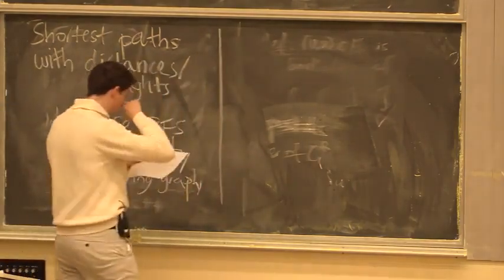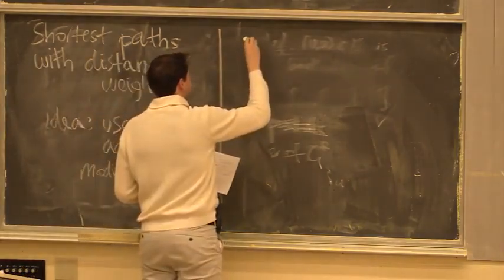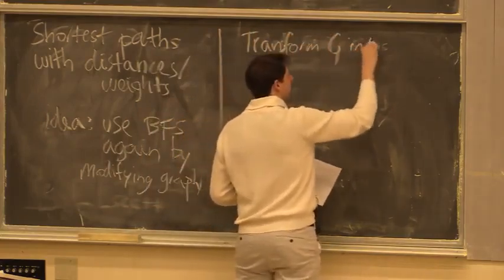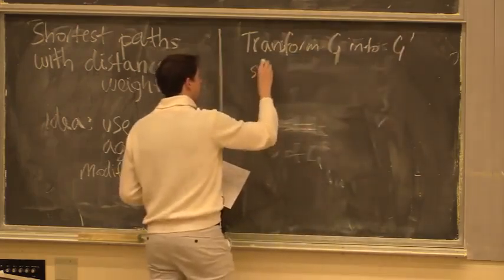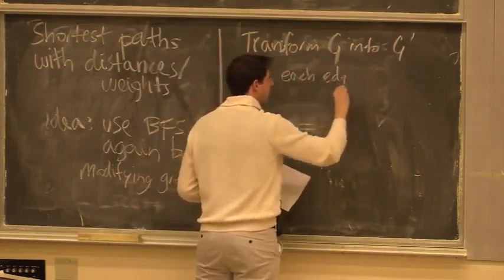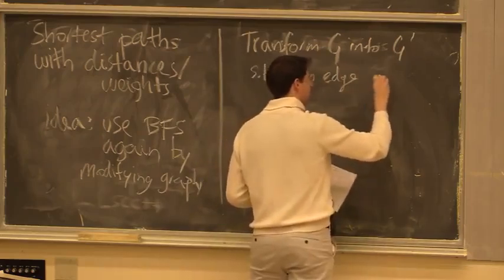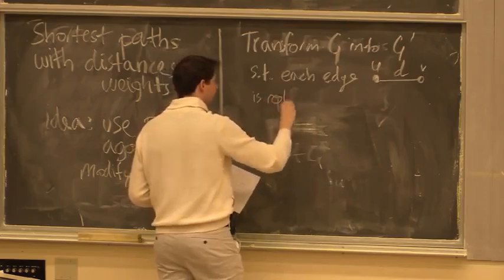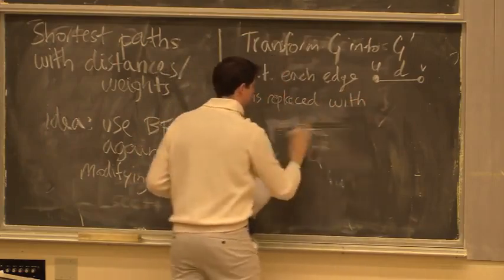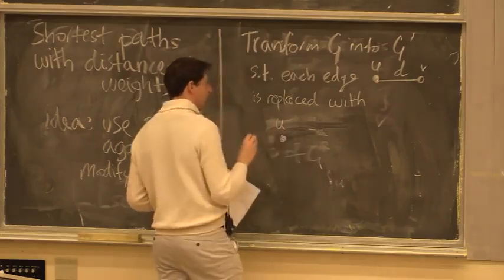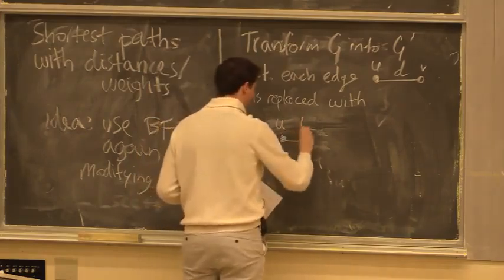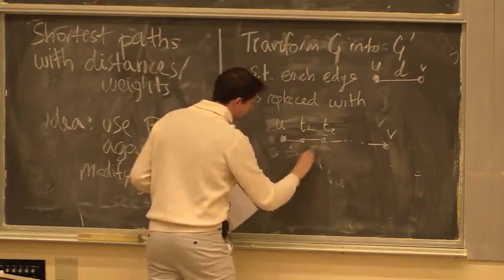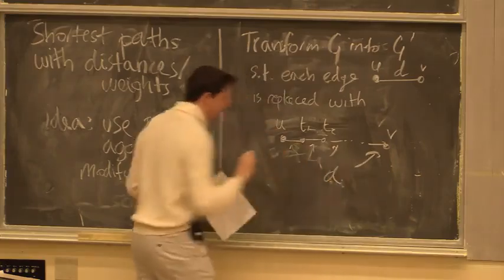So let's think about it briefly. Transform G into G prime such that each edge, let's call it U to V with weight, with distance d, is replaced with an edge from U to a temporary 1, temporary 2, and so on and so forth, up to V, so that here there are d unit 1 edges.